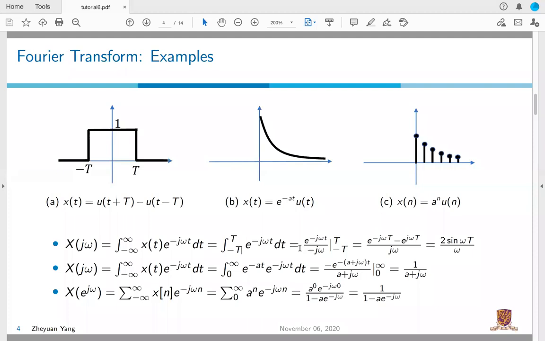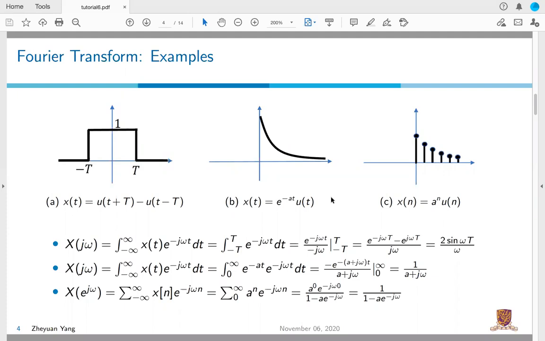So we get this integral, and we substitute minus T and T. Finally, we get it is equal to e to the power jωT minus e to the power minus jωT divided by jω. So we use Euler's formula to get the final result. It is equal to 2 sin(ωT) divided by ω. This 2 sin(ωT) divided by ω has another name, called the sinc function. So you may see sinc(ω), and it has the same meaning as here.